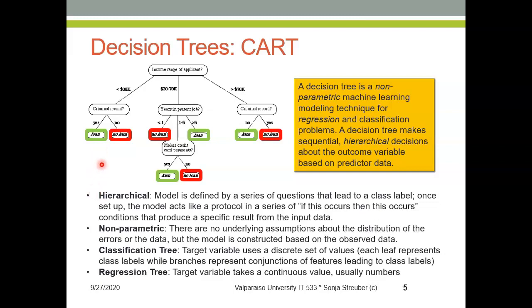It is non-parametric, meaning that we're not making any assumptions of the data, but that we're looking at the actual data that we have, at the actual observations. And we can set this up as a classification tree, what you're seeing here. Here we have our class being loan or no loan. This is with a categorical class attribute, but it can also be set up as a regression tree in which our output is continuous.